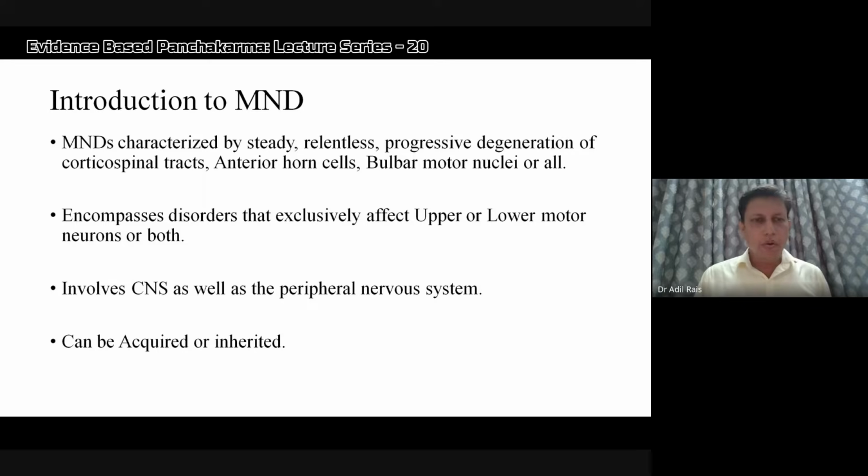This motor neuron disease encompasses the disorders that exclusively affect upper or lower motor neurons or both. It involves the central nervous system as well as the peripheral nervous system. Now, this motor neuron disease can be acquired and it can also be inherited through familial heredity.